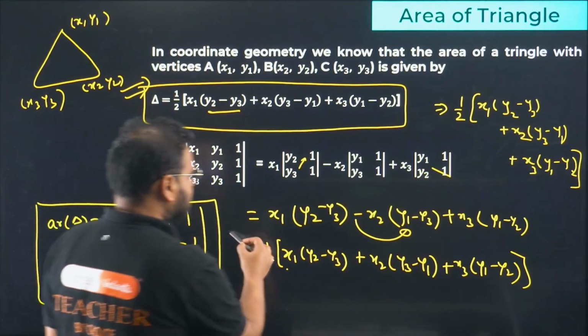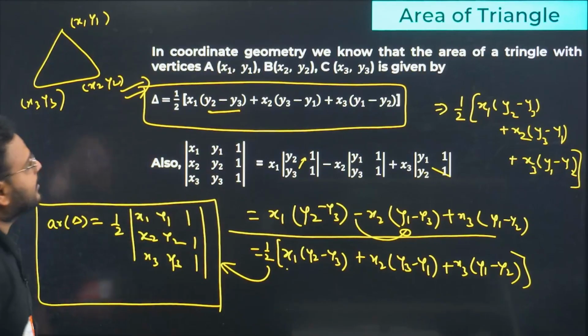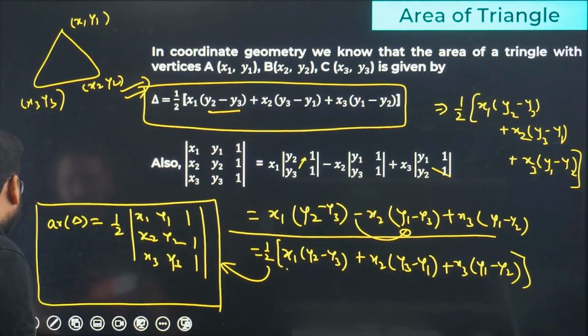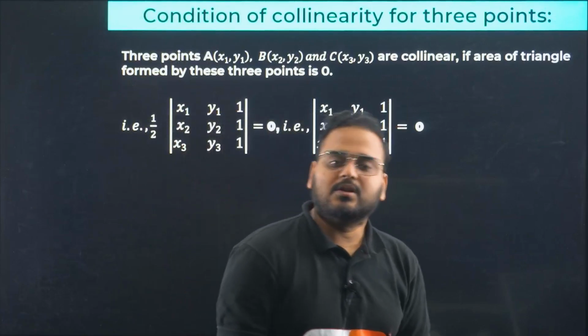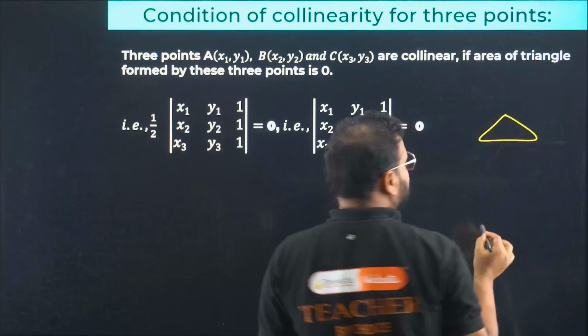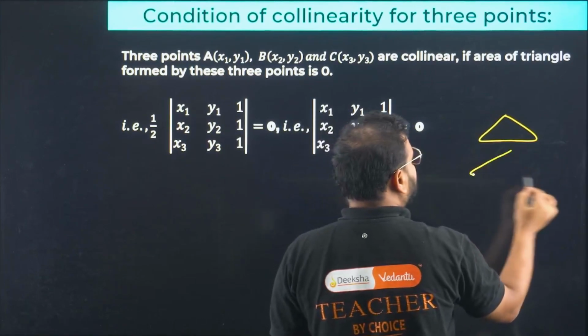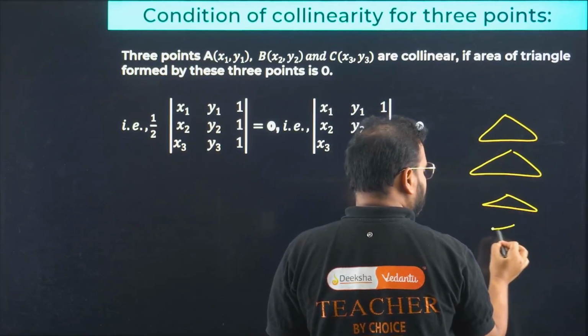So this is clearly visible, the same thing. The area of a triangle is simple. Now based on this we have the concept of collinear points. How come, sir? See, we'll have a triangle like this using 3 points. We'll have a triangle like this, and like this also.